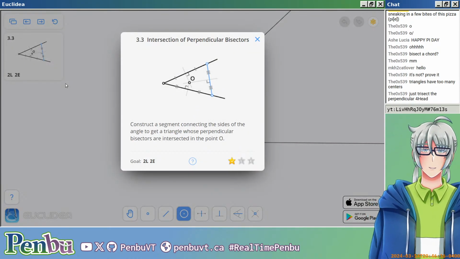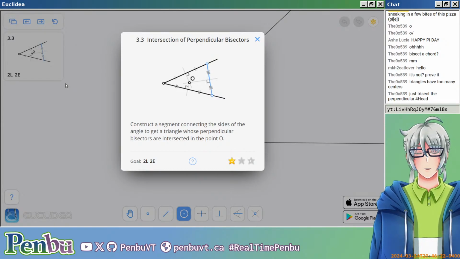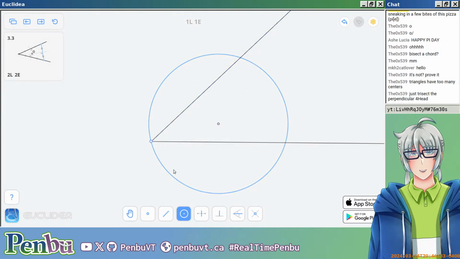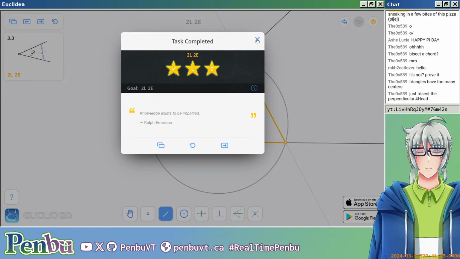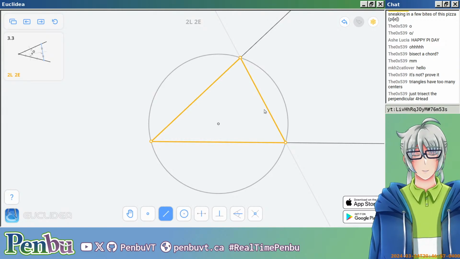Construct a segment connecting the sides of the angle to get a triangle whose perpendicular bisectors intersect in the point O. So 2E means that we actually end up drawing a circle, maybe from here to here, to these points? What? How does this work? Why is this a thing? Okay, well apparently that's the significance here.